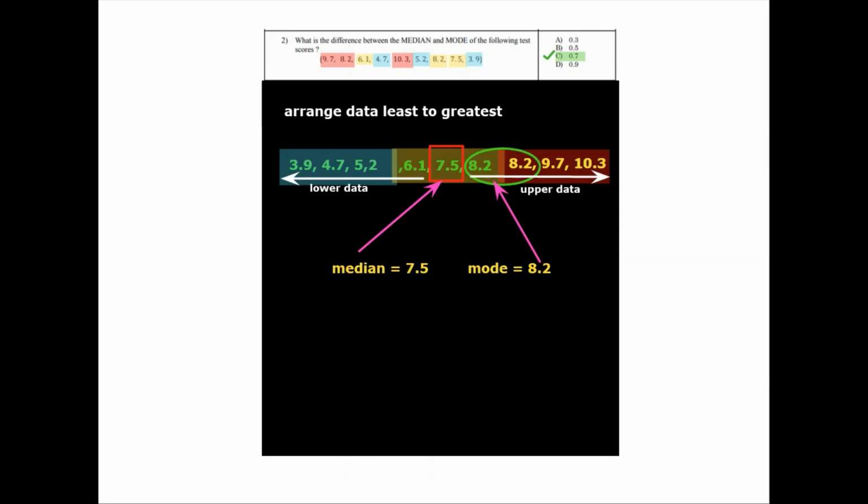The median is the data point that is the 5th element of this set of 9, and it's 7.5. And there's only one mode at 8.2. None of the other data values are repeated. The difference between the median and mode, therefore, is 0.7, and the correct answer was C.